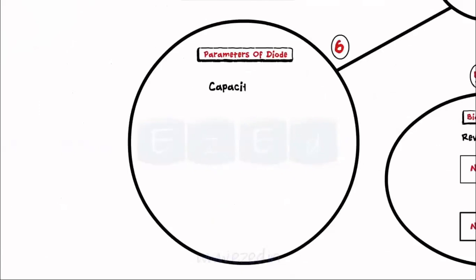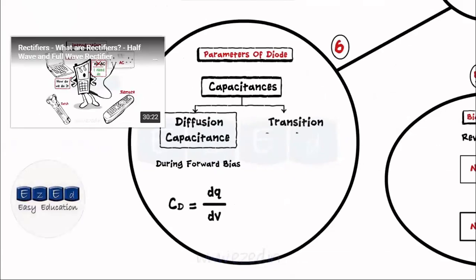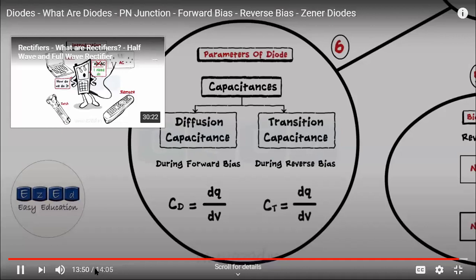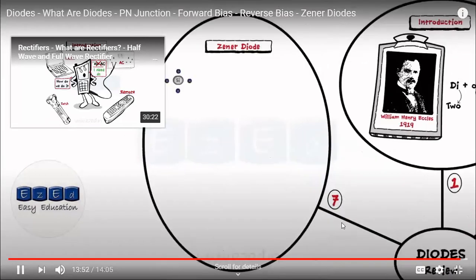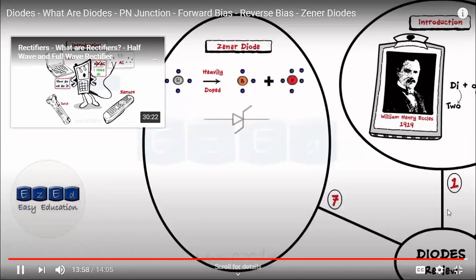There are two types of capacitances associated with the diode: diffusion capacitance, when the diode is operated in forward bias, and transition capacitance, observed during reverse bias. Then a Zener diode is a heavily doped p-n junction diode, which is specially used for its current conduction in reverse bias and controlled breakdown voltage.